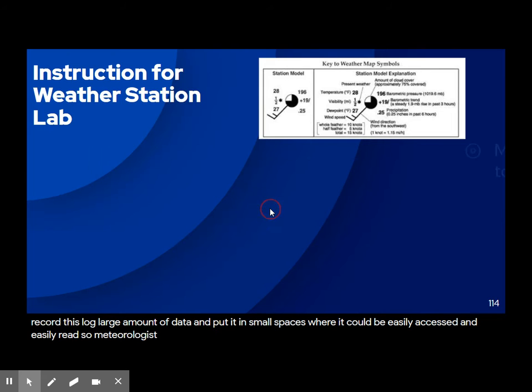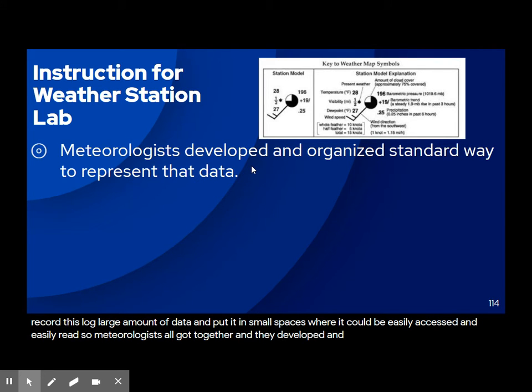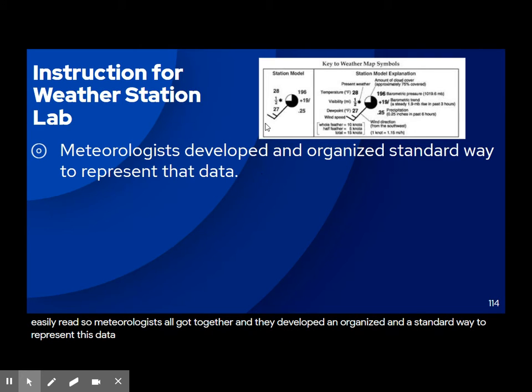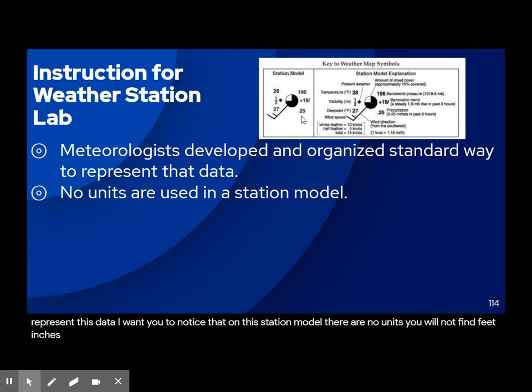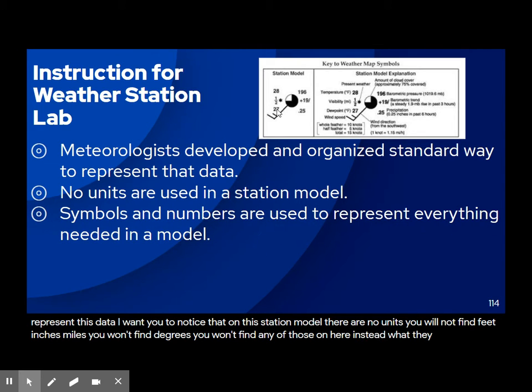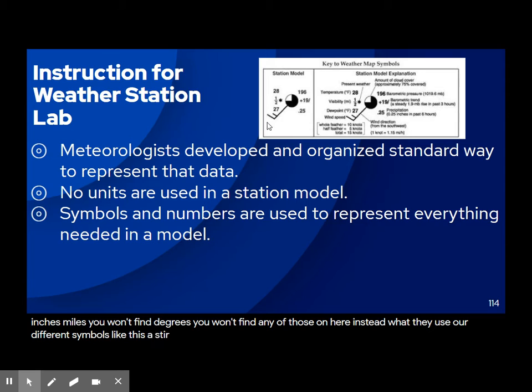So meteorologists all got together and they developed and organized a standard way to represent this data. I want you to notice that on this station model, there are no units. You will not find feet, inches, miles. You won't find degrees. You won't find any of those on here. Instead, what they use are different symbols like this asterisk and this flag and this circle and all of that to represent everything that you need to know in a model.